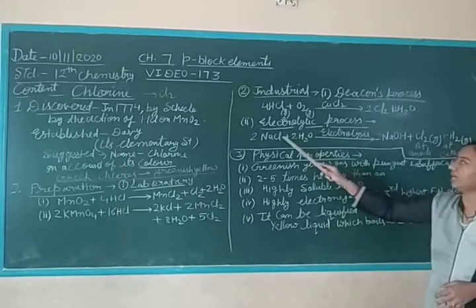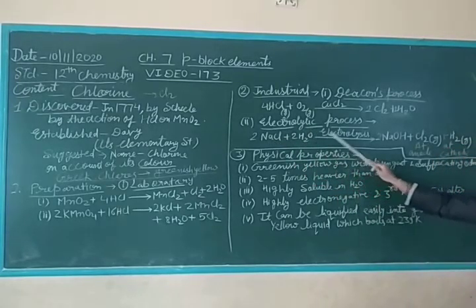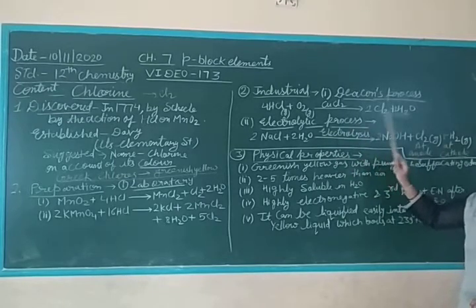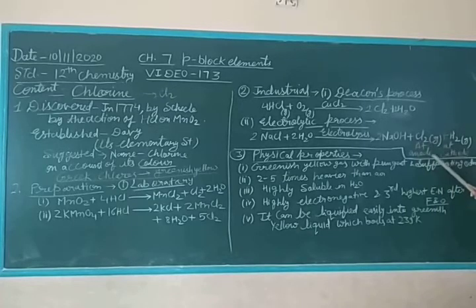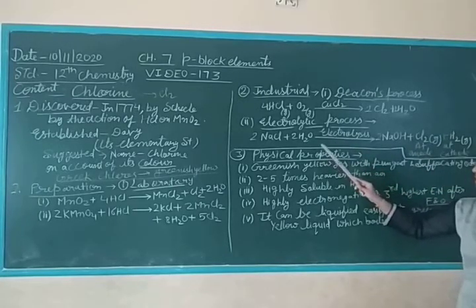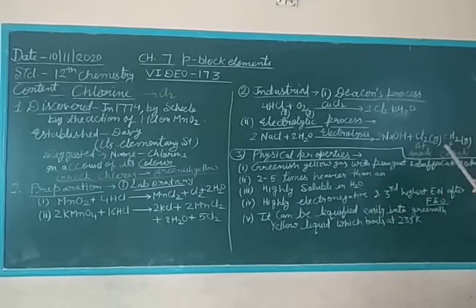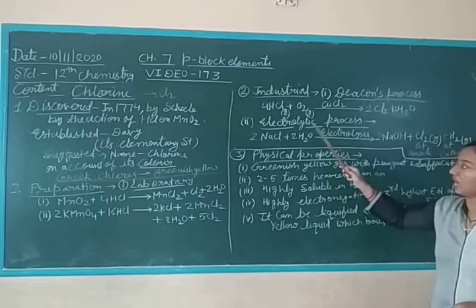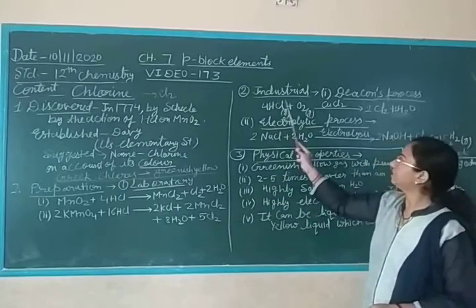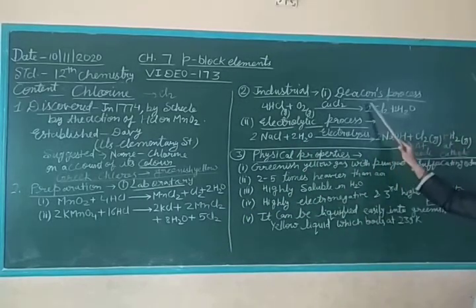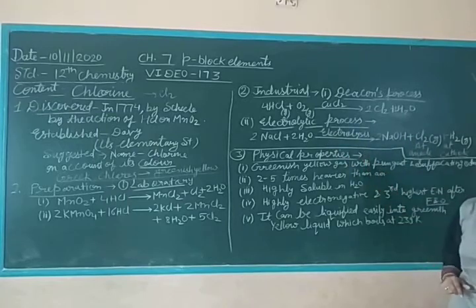In the electrolytic process, NaCl reacts with water. Due to electrolysis, different gases are formed at the anode and cathode. At the anode, chlorine gas is formed, and at the cathode, hydrogen gas is formed. The main product NaOH is also formed. So at the anode we find chlorine gas. These are the laboratory method and the industrial methods, Deacon's process and the electrolytic process.